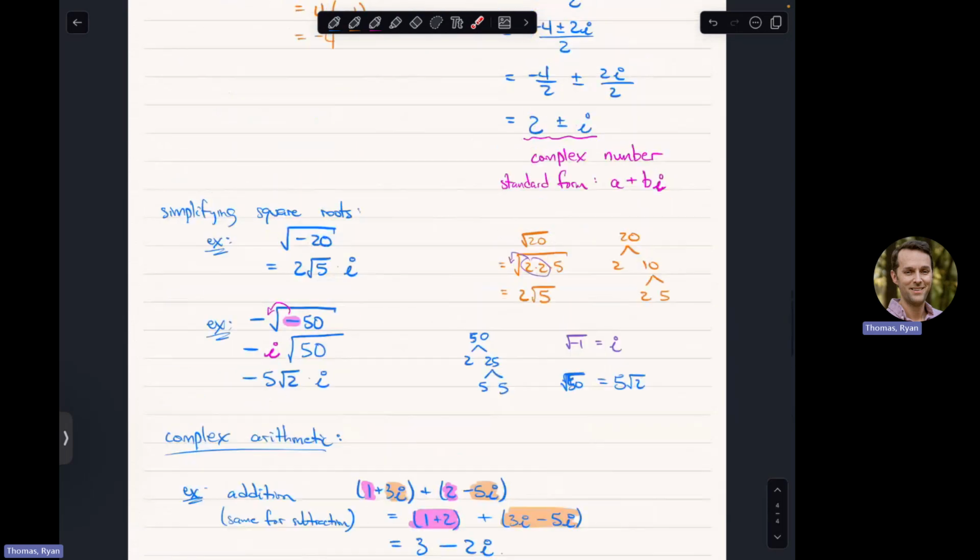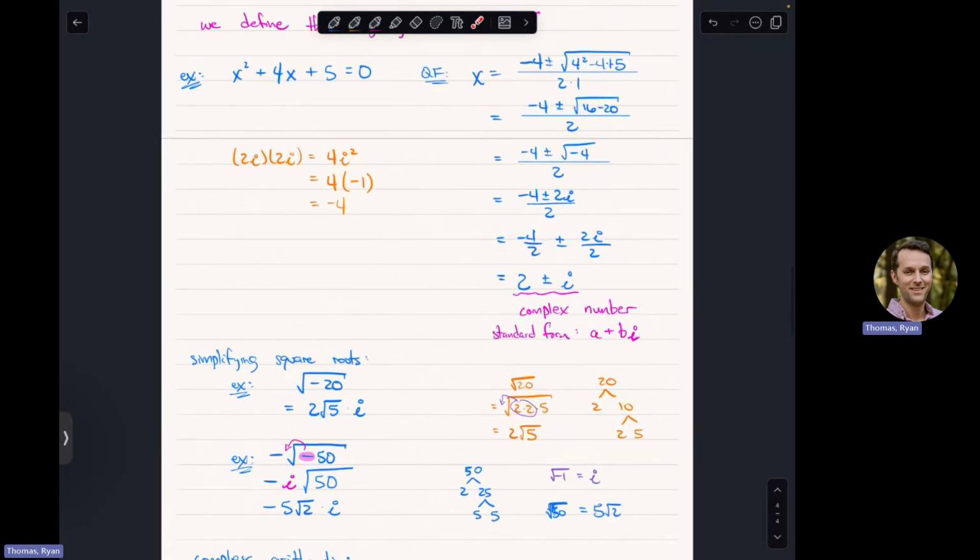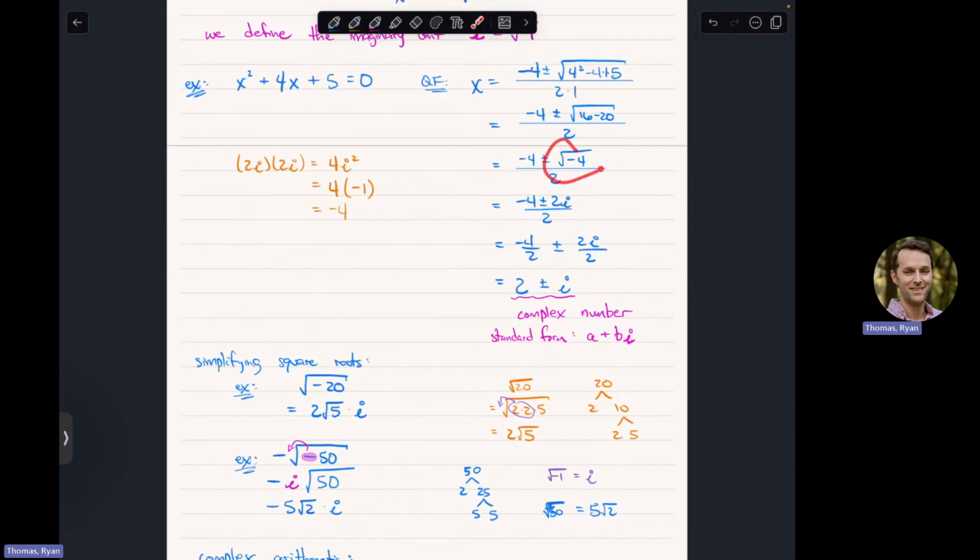The thing that's going to come up more frequently would be this kind of thing, where it shows up in the context of solving a quadratic, and maybe you need to be able to do some square root reductions like that.